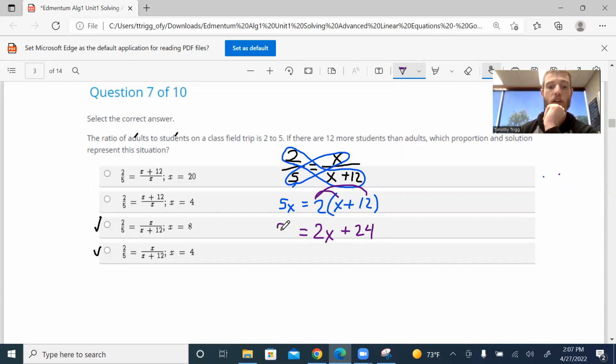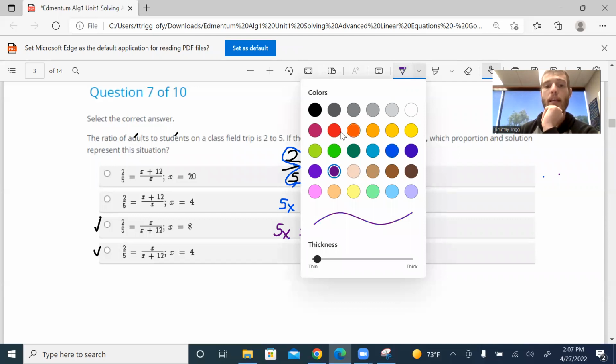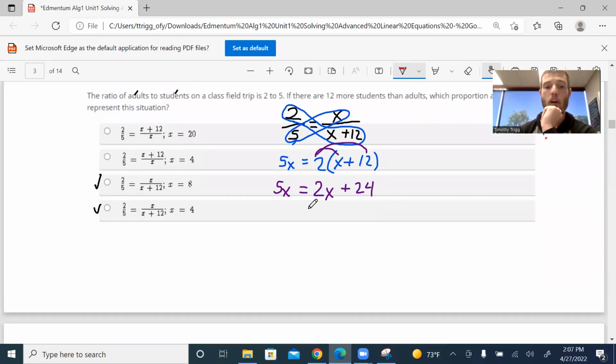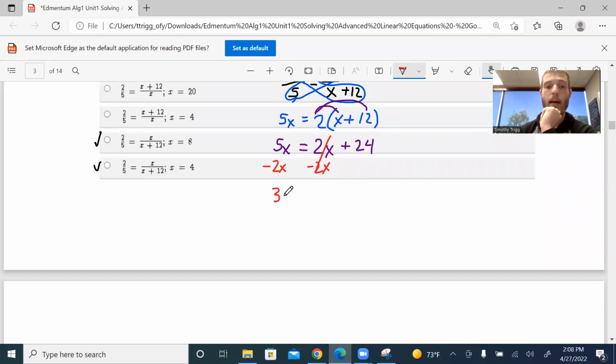Here we have X's on both sides of the equation. I don't like that. So I'm going to get rid of the X's on the right side. Subtracting 2X here to cancel. That means I have to subtract 2X on the other side. Leaving us with 3X equals 24. Lastly, to get X by itself, we divide both sides by 3 using the division property of equality. X equals 8.